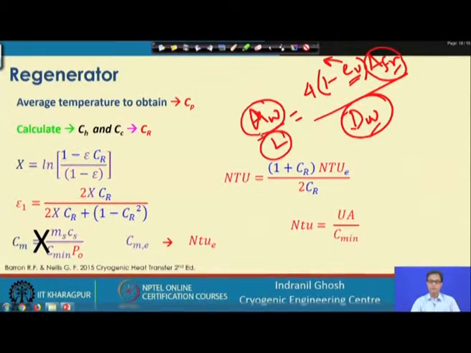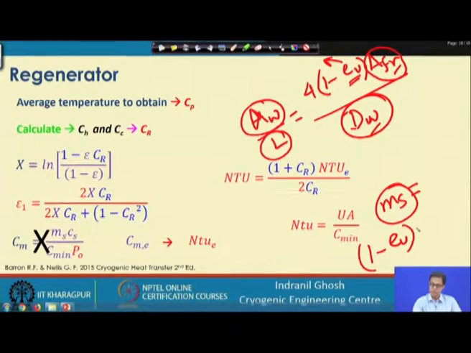And now, once we know the regenerator length, we would be able to find out the MS, the amount of the element, or say the copper wire screen, that will be necessary. This is given by 1 minus EV into rho S into V0.